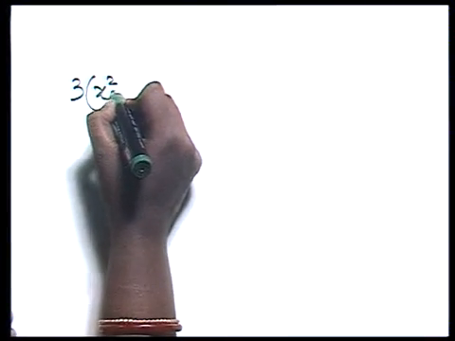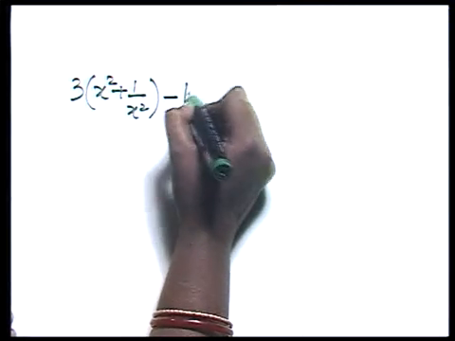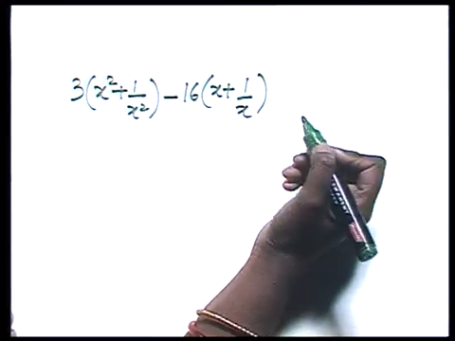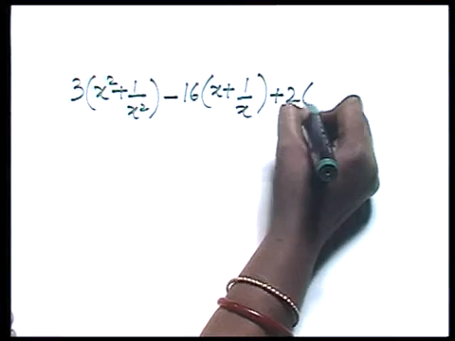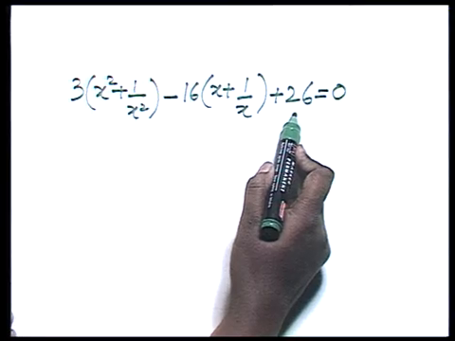Now look at another equation, 3 multiplied by x square plus 1 upon x square minus 16 times x plus 1 upon x plus 26 equal to 0. Observe this equation carefully. Is it a quadratic equation? No, it is not. But the question is, can we solve this equation by reducing it by some manipulation to a quadratic form? Let us see.